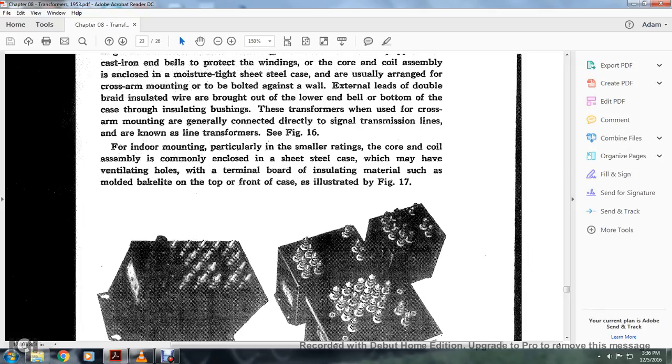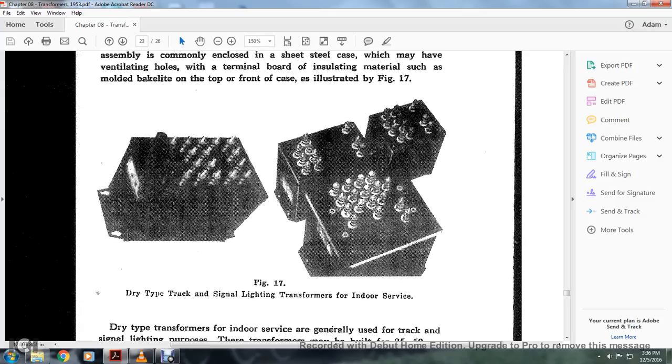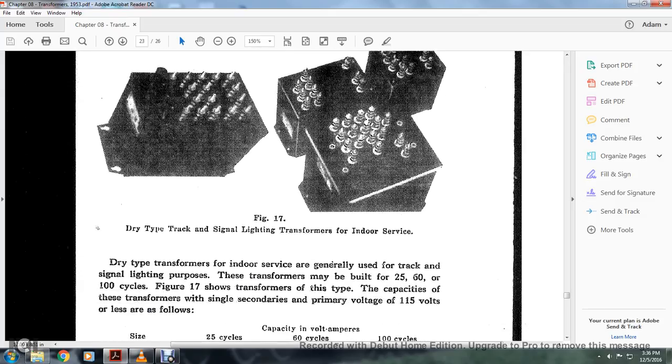Figure 16, indoor mounting, particularly a small rating of the core and coil, commonly includes a shield steel case, which may have ventilating holes, with a terminal board of insulating material such as molded bakelite on the top of the front of the case, as illustrated in Figure 17. Figure 17 shows a dry type track and signal lighting transformer for indoor service. The dry type transformer for indoor services is generally used for track and signal lighting purposes. The transformer may be built for 25, 60, or 100 cycles.